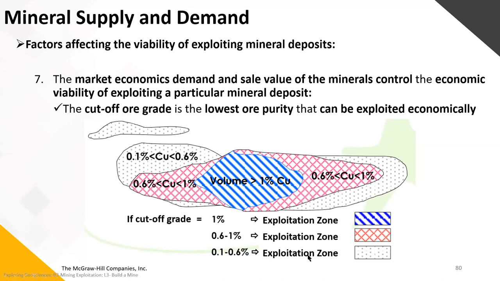So the higher our cutoff grade is, the lesser volume of our exploitation zone we will have. The lowest cutoff grade we will have, the largest exploitation zone we will have, and the intermediate one, well, we have an intermediate. So this too is a factor that is taken into consideration in knowing which cutoff grade is the best to have to open an economically viable mine.